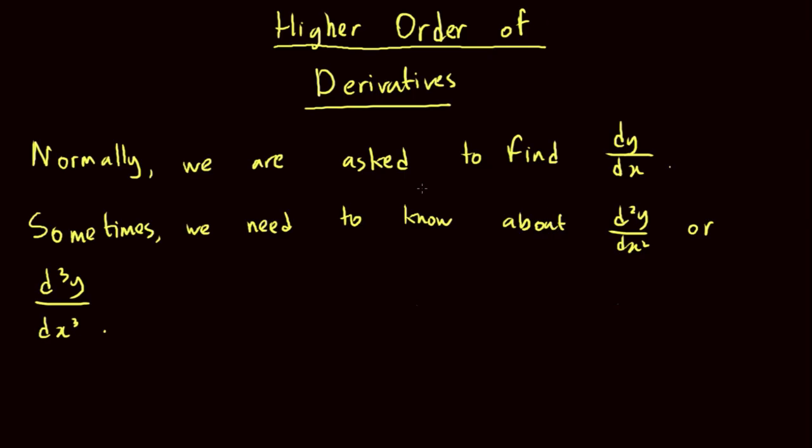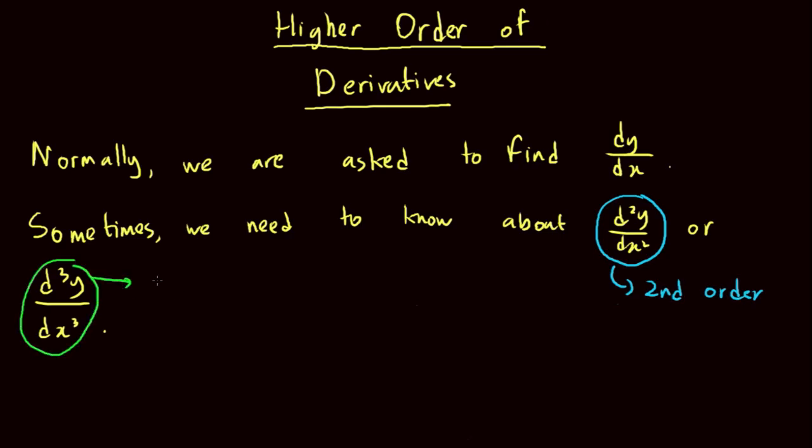What I just mentioned here is what we call a second order derivative, and d³y/dx³ is what we call a third order derivative. They are useful in many cases, but for our focus, usually second order derivatives are what we're really interested in mostly.